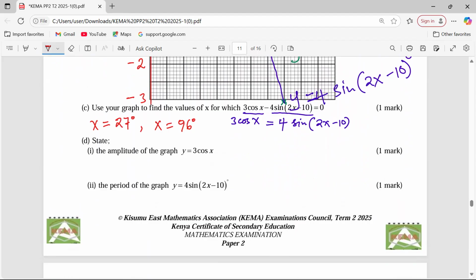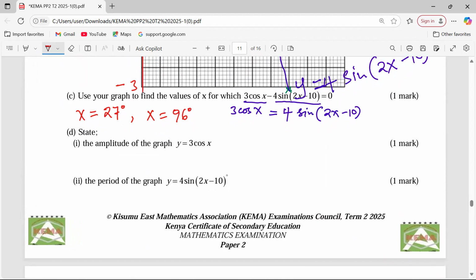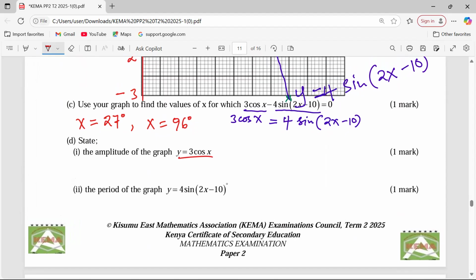We proceed with the interpretation of the graph. Right. Carefully, we read part D of this. State the amplitude of the graph, which is y equals 2. According to this, it's very good for you to know that the value of the amplitude is usually just before the trigonometric ratio is mentioned. So we talk about 3.0 units.